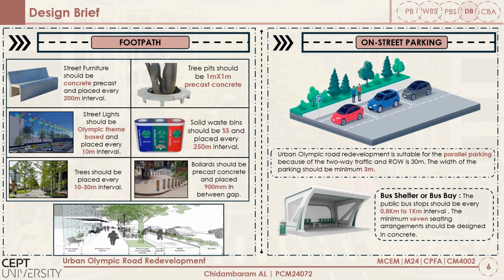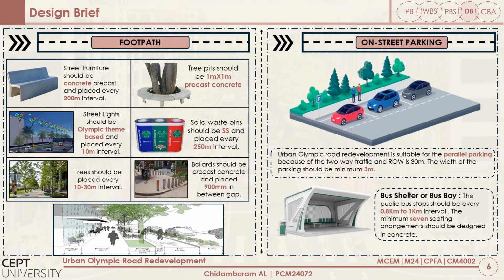Solid waste dustbin should be stainless steel material with wet and dry waste separation and to be placed in every 250-meter interval. Bollards should be concrete structures and placed with a 900 mm gap in between them for each and every private building or crossover. The next is on-street parking.